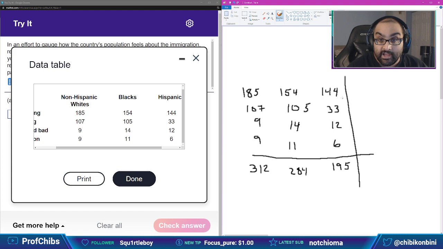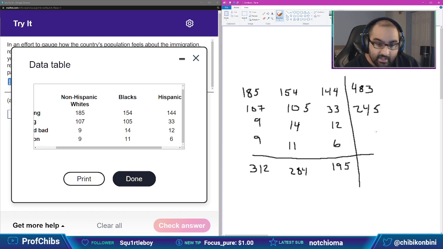We also want to add up the rows here. I'm going to take 185 and 154 and 144. Here we get 483. We get 107, 105, and 33. So we get 245. We get 9, 4, and 12.